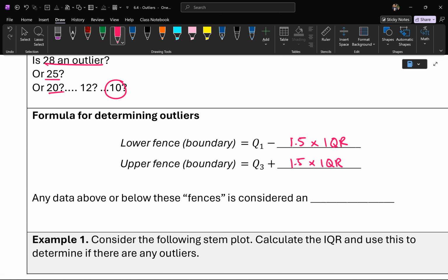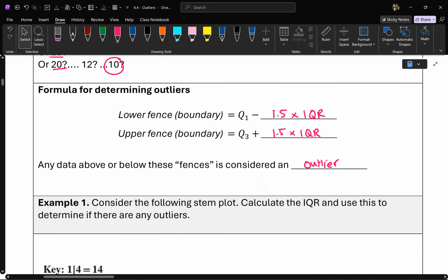For your exams at the end of year for year 12s, it's about interpretation. It's about knowing what data you can and can't have, why, and what sort of measures you can have. That's a bit harder, which I'll explain towards the end. So any data above or below these fences is considered an outlier. So let's do an example so that you can apply this formula.